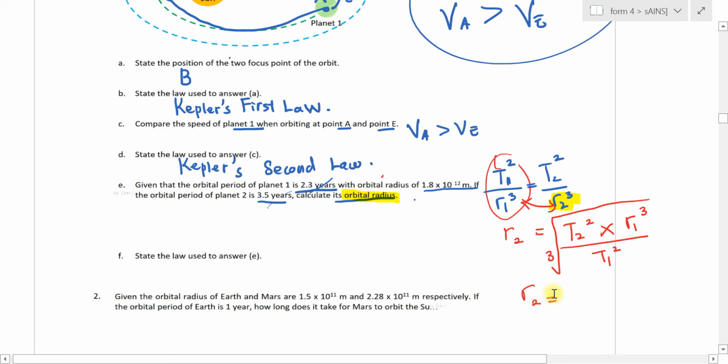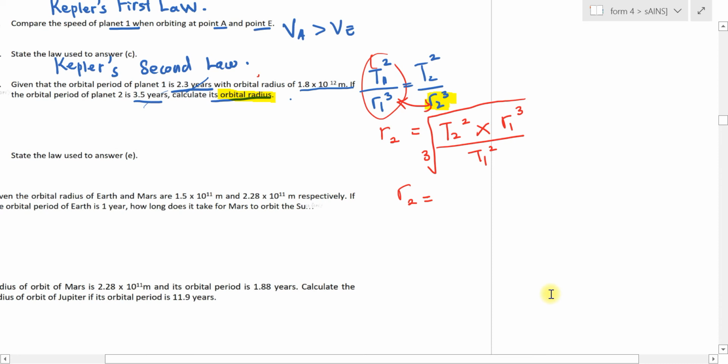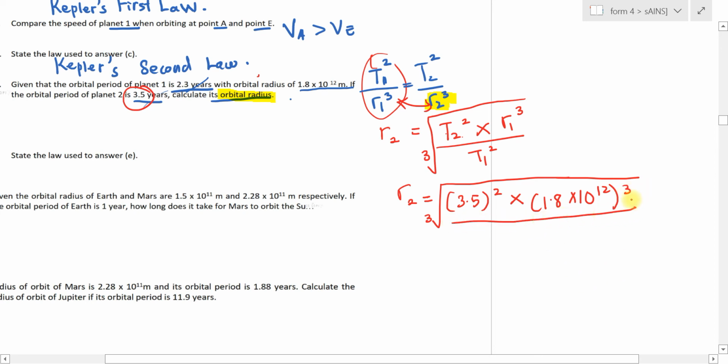Okay, kita ganti one by one. So T2 dia 3.5 years, and then square it. Times orbital radius bagi planet 1, 1.8 times 10 to the power of 12. Jangan lupa cube it. Over T1 square. T1 dia 2.3 years. So 2.3, jangan lupa square dia.